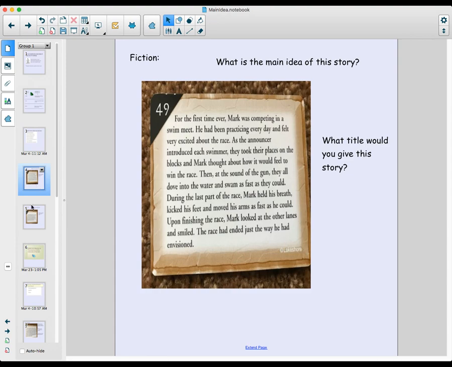And if I just say Mark, that doesn't tell me enough. And even if I just say swimming, that doesn't tell me enough. I need a little bit more than that. Okay, are you ready to try a second one?